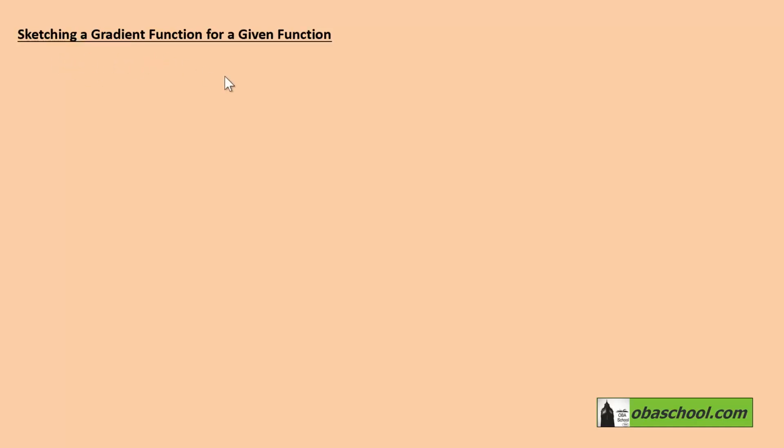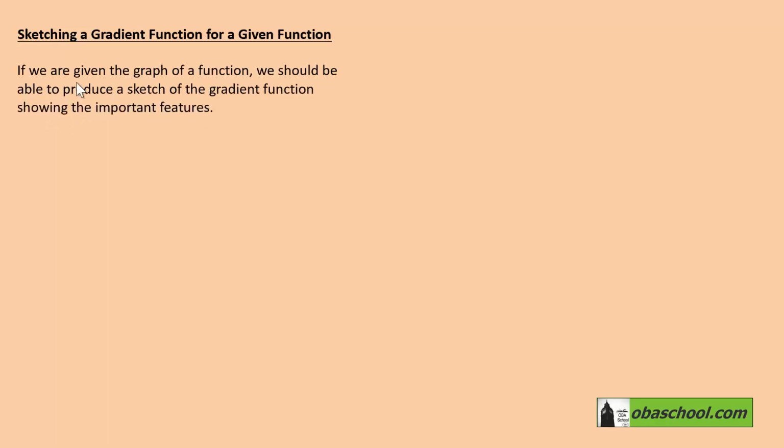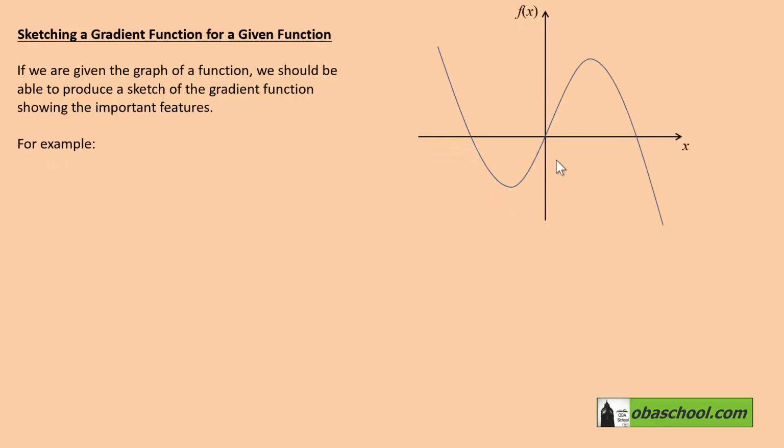Sketching a gradient function for a given function. If we are given the graph of a function, we should be able to produce a sketch of the gradient function showing the important features. For example, let's suppose we have this graph here. And what we want to do is draw the gradient function down here.